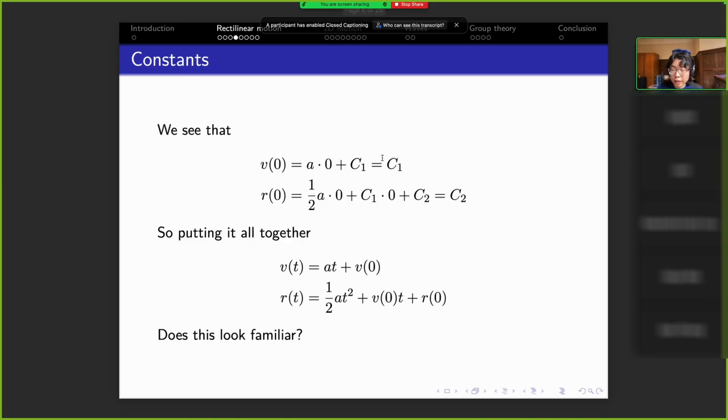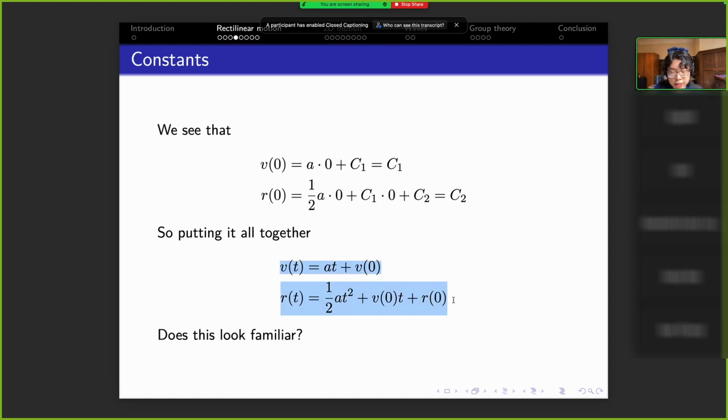Again, we can see that when we take the derivative of r(t), we get bt, and so we can check that at t equals 0, r(0) corresponds to the initial displacement. The displacement when time is 0 is going to be C2, because all these t terms get cancelled out. So C2 means the initial position. Again, with velocity, if we let time equal to 0, we can see that C1 corresponds to the initial velocity.